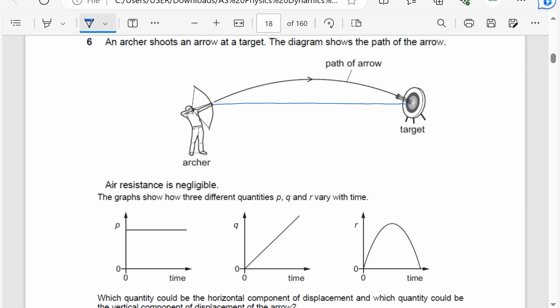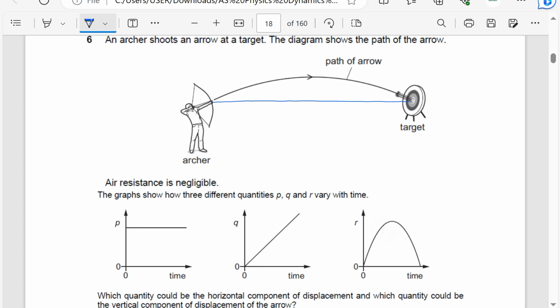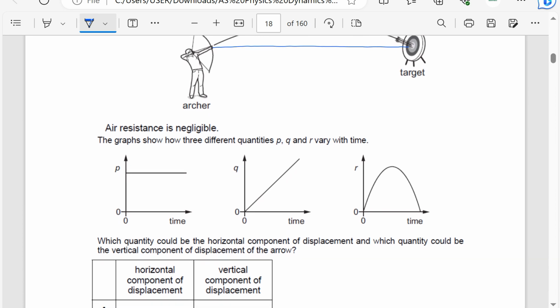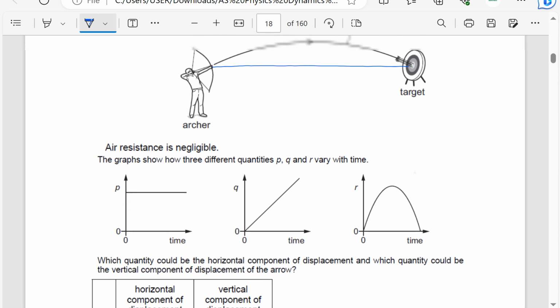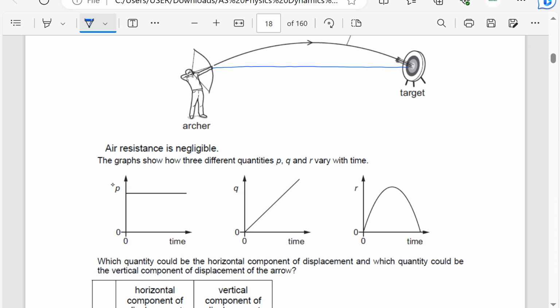The graphs show how three different quantities P, Q, and R vary with time. Which quantity could be the horizontal component of displacement and which quantity could be the vertical component of displacement of the arrow? So I want you to notice that the horizontal displacement increases to a positive value. Because this is Sx, it increases to a positive value.